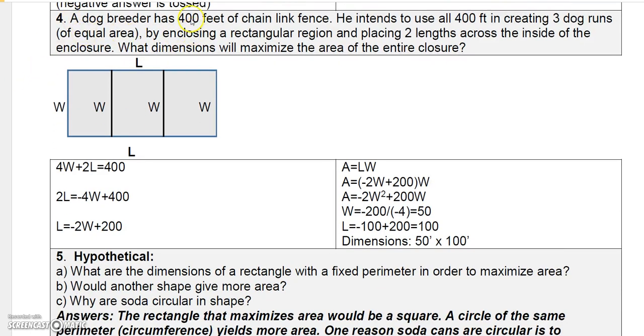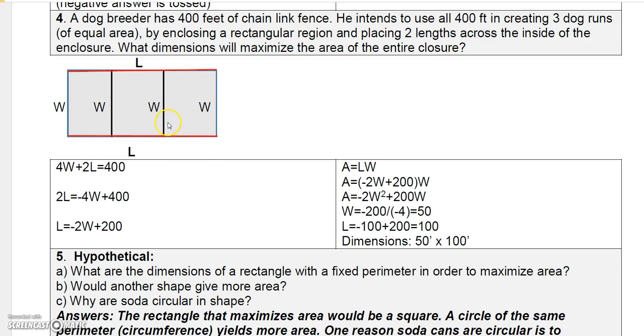A dog breeder has 400 feet of fence, and he wants to use all of that 400 feet to create 3 dog runs of equal area by enclosing a rectangular region and placing 2 lengths across the inside of the enclosure. So basically what I'm going to do is put a length here, and then put another length here, and then put a length going this way here and a length going this way here to close it, but then I'm going to put 2 lengths down the middle.